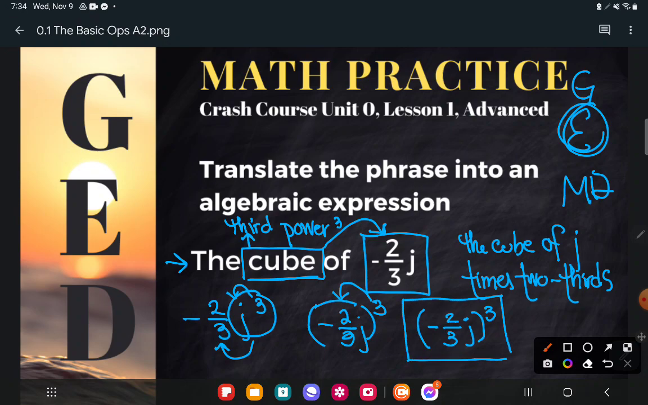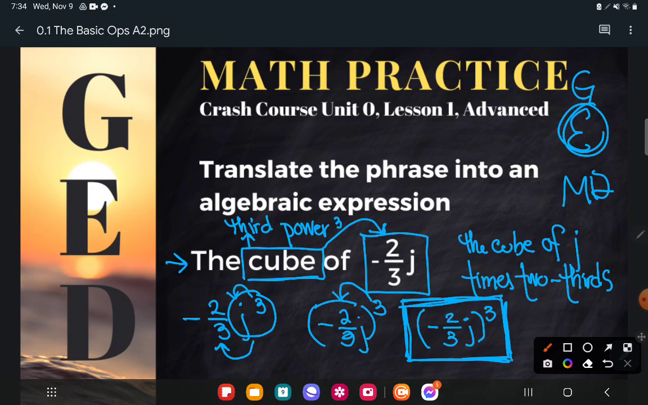And again, this actually is really an extension of a GED skill. I've never seen one just like this on the GED. Now, don't get me wrong. I've seen cubes. I've seen negative numbers. I've seen this grouping idea, the order of operations. I see translating the phrase into an algebraic expression. I just have never seen one quite like this where all those things are combined.